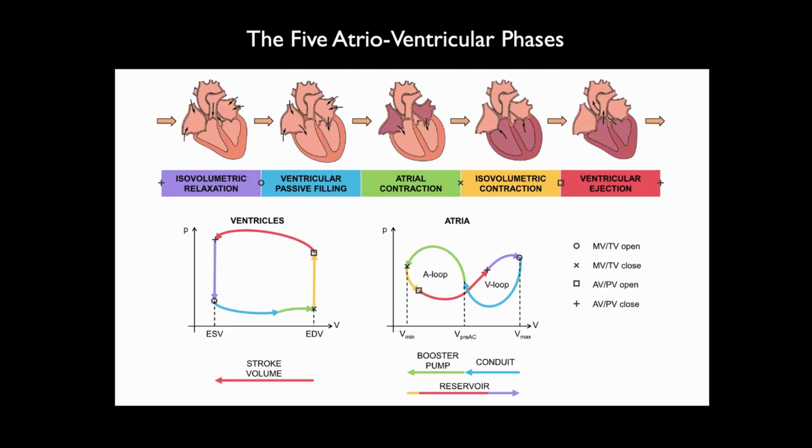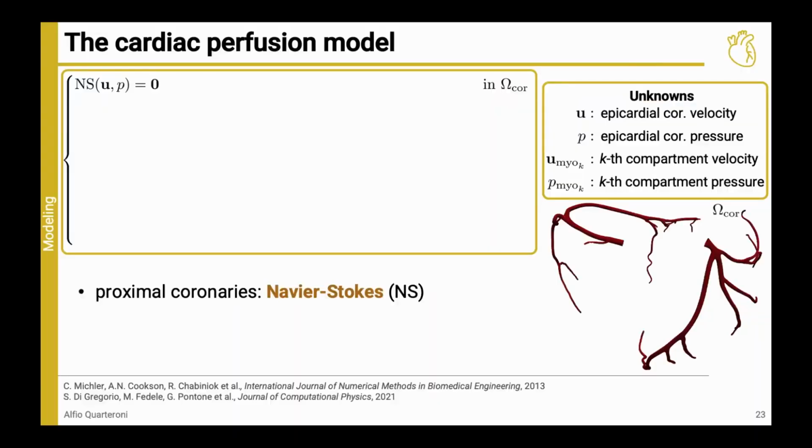So these are perfectly functioning hearts for the ventricle. The same curve for the atria is totally different. We have this eight loop. And when you look at these curves, again, doctors are immediately capable of detecting the physiological or pathological behavior of the heart. And we have been able to reproduce them quantitatively in a very accurate way. The last part of the model is the perfusion.